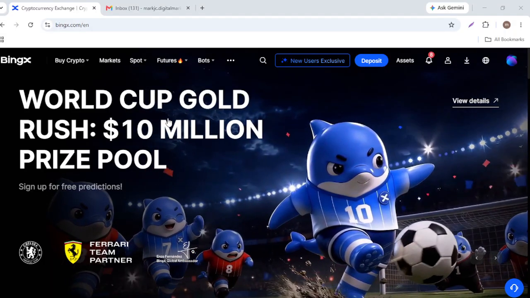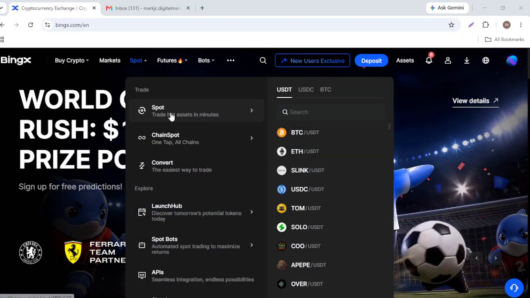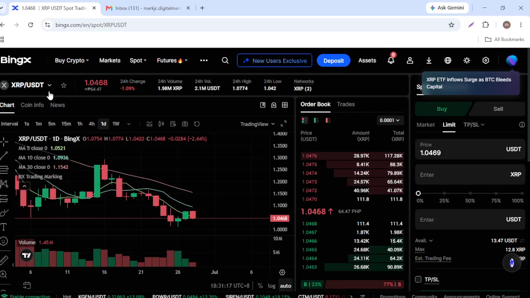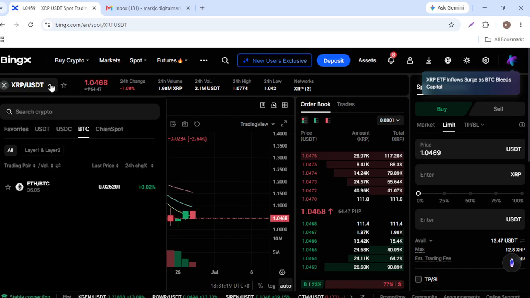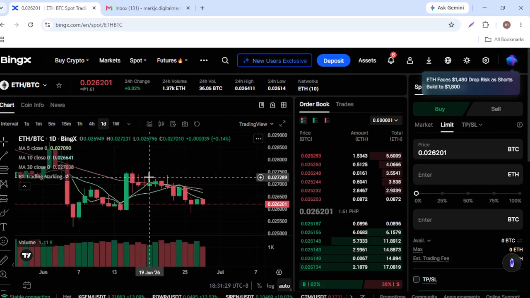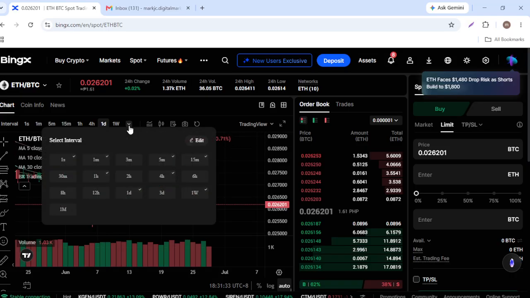Let's get started. From the home screen, tap or click Spot to access the spot trading interface. Next, select the trading pair you want to analyze, such as BTC to USDT, ETH to USDT, or any other cryptocurrency available on BingX. Once the trading page loads, you'll see the price chart along with several pieces of market information. On the trading screen, look for the 24-hour volume displayed near the market statistics.